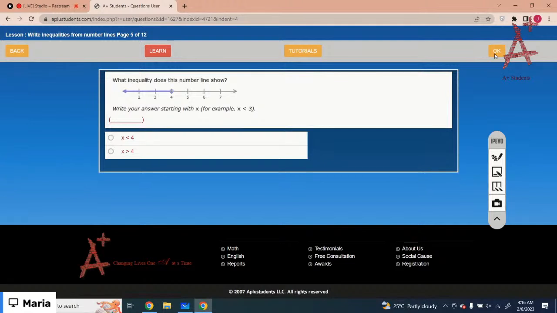Okay, what inequality does the number line show? So you have an open circle at 4. That means 4 is not included. x cannot be 4. Also, the graph is pointing at the left hand side. That means all the numbers are less than 4. So it would be x is less than 4. The correct option is x is less than 4. That is option number 1.